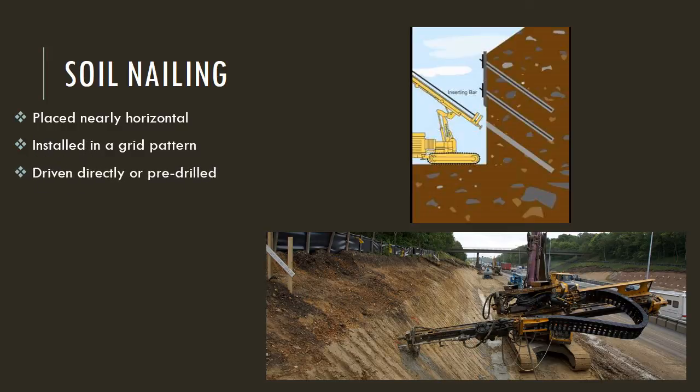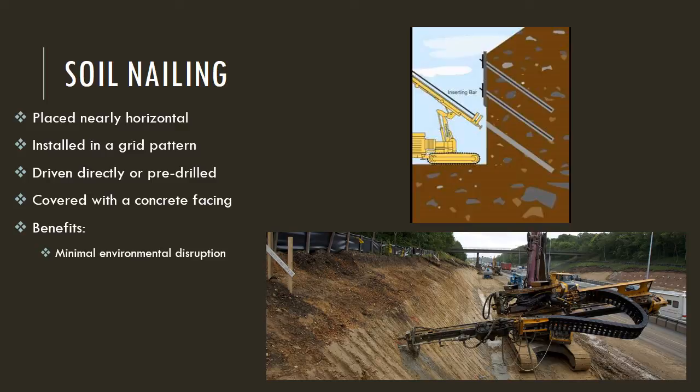Soil nails can either be driven directly into a slope or grouted into a pre-drilled hole, as shown in the pictures to the right. After the soil nails are installed, the soil and ends of the bars are covered with a concrete facing. Soil nailing has many benefits, including minimal disruption of the surrounding environment and structures, small equipment for installation, which allows them to be installed in tight locations, and easy modification of original designs in case underground obstructions are encountered. That's the end of my video.